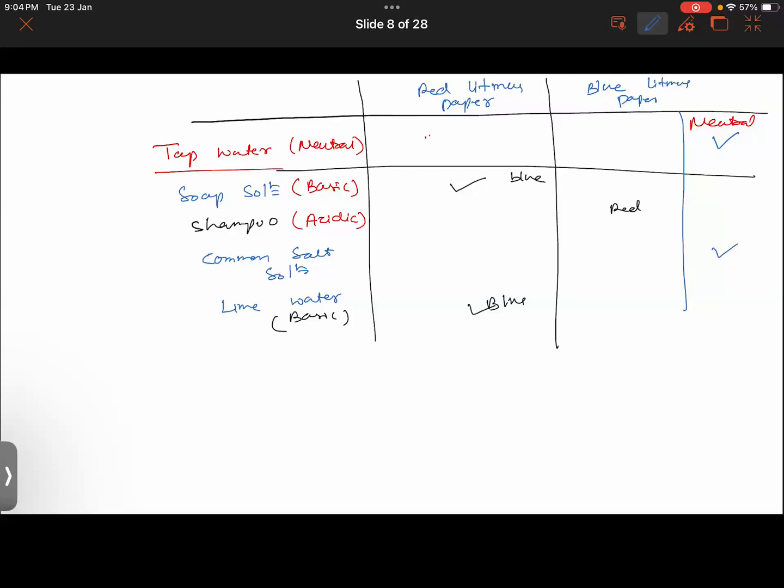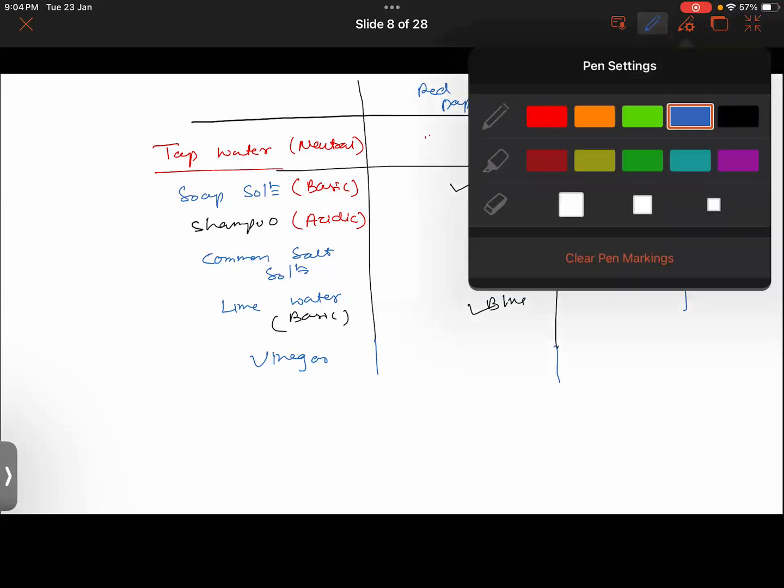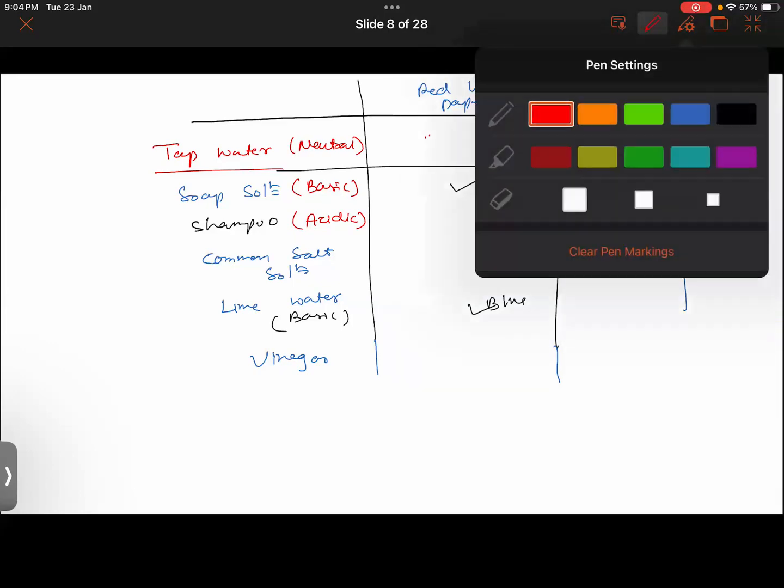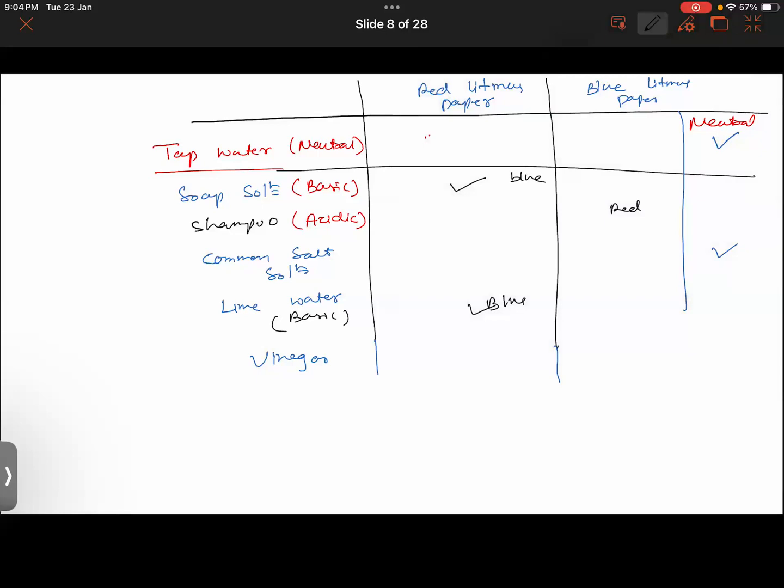What about vinegar? Yes, vinegar will do the red to blue. It's a base. No, be careful. So it's a base, right? Vinegar is a base. No. Acid is found in vinegar. Oh yes, sir. Guys, acetic acid is found in vinegar. Okay, now.